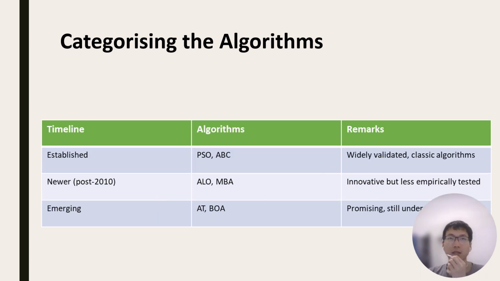PSO and ABC are more established and have been extensively validated across various application domains. By contrast, ALO and MBA are relatively new, both developed after 2010, and while they offer fresh perspectives, they still lack large-scale testing. Finally, AT and BOA are emerging algorithms. They show promise but have not yet been deeply explored.